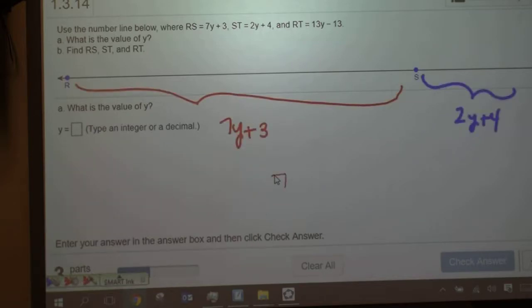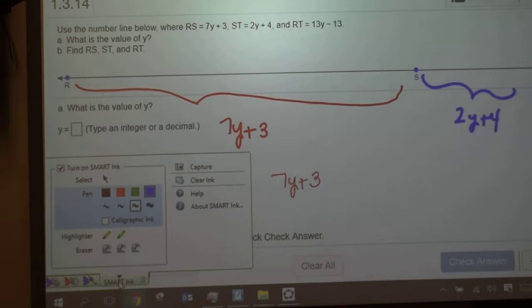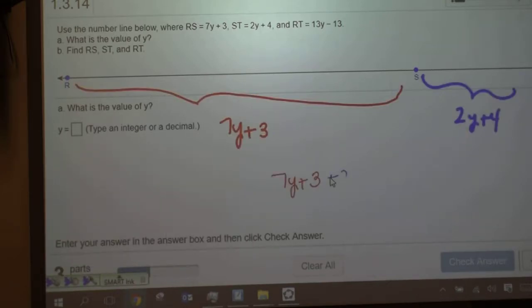We're going to add the red one, so 7y plus 3, to the blue one, which is going to be 2y plus 4. So plus 2y plus 4. Those are the two things that we're going to sum together. Gets me from R all the way to T. But I've got to have that equal to something. Would you agree that R to S and then S to T, added together, is the same thing as if I would have started at R and traveled straight through T? Yeah. And that expression they're saying is 13y minus 13.